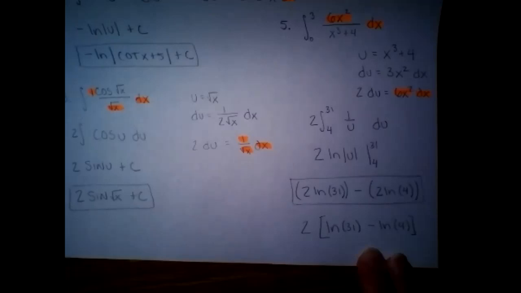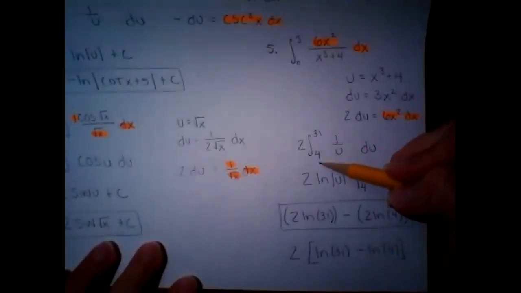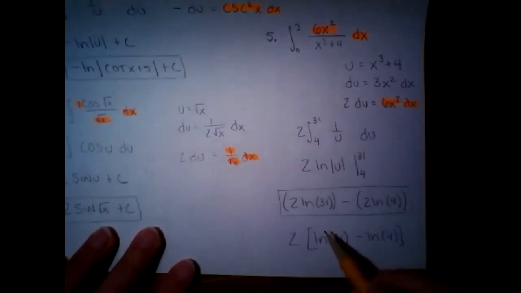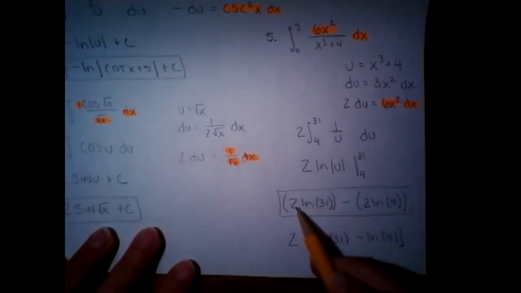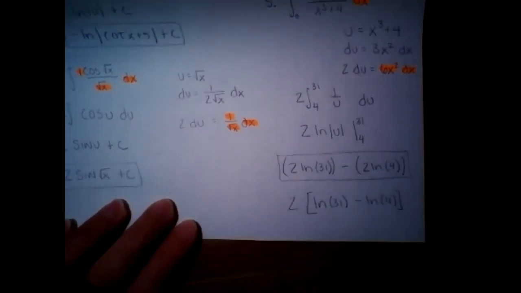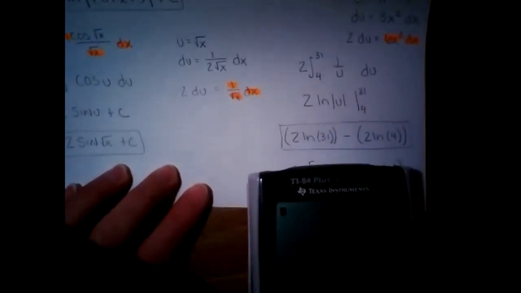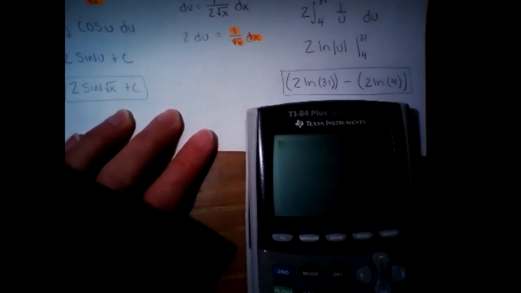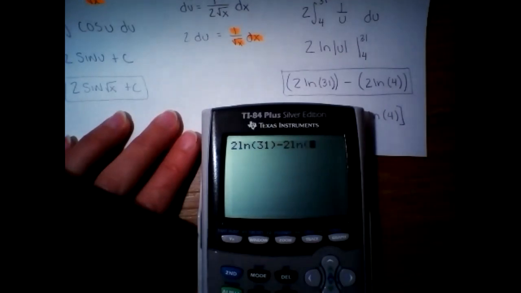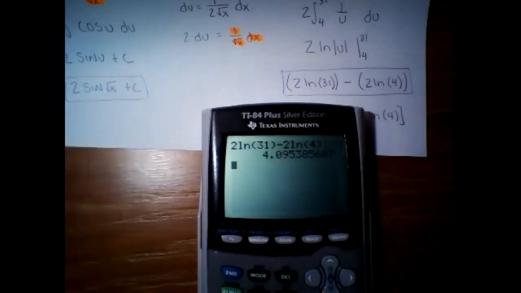The reason there's not a plus c for this problem is because it was a definite integral and we had boundaries. You put a plus c when there's no boundaries. If you have boundaries, you do upper boundary minus lower boundary and you get an actual numeric answer. This is a number, guys. Like, do you get that? Like, you type it in the calculator. Like if you do 2 ln of 31 minus 2 ln of 4, you get an actual number.